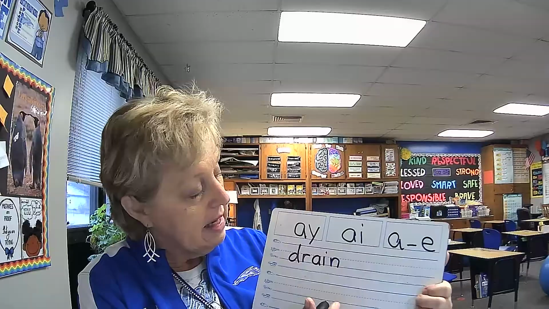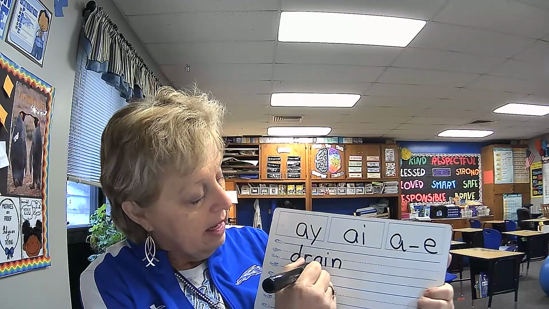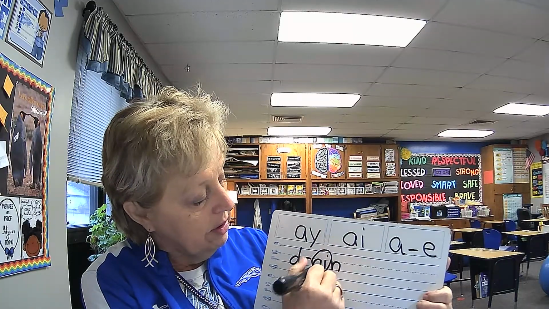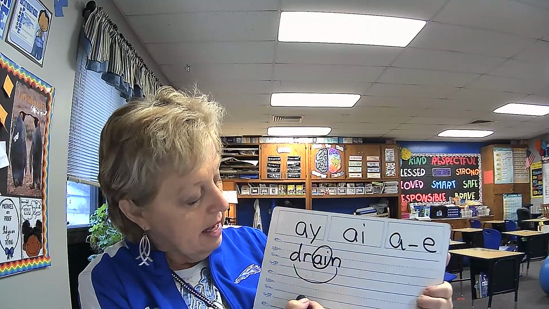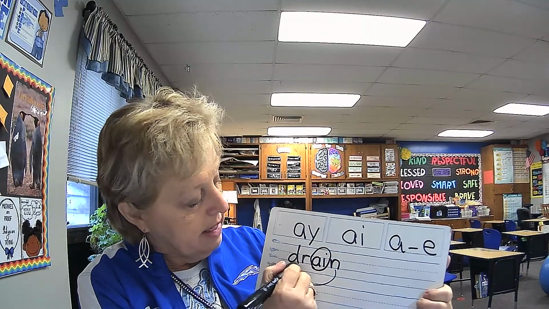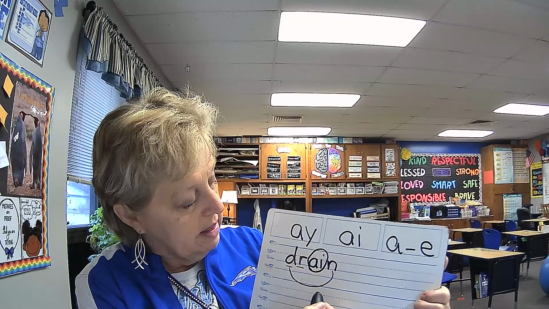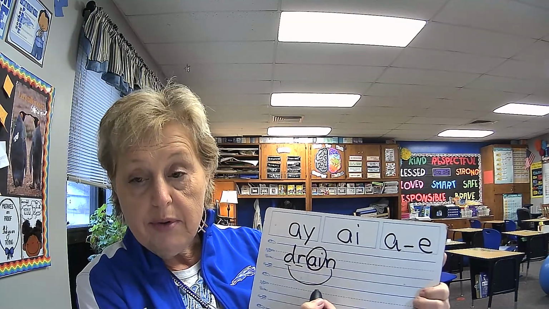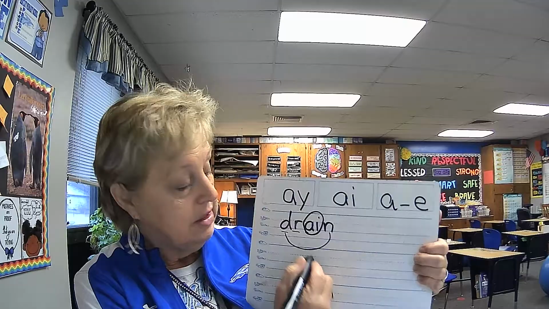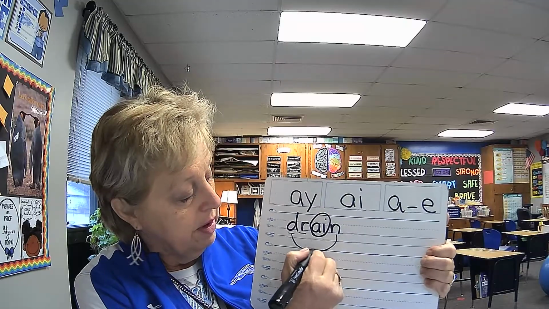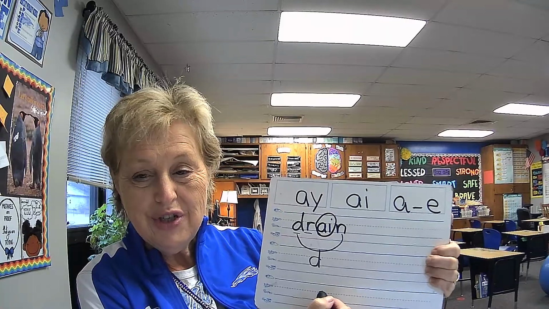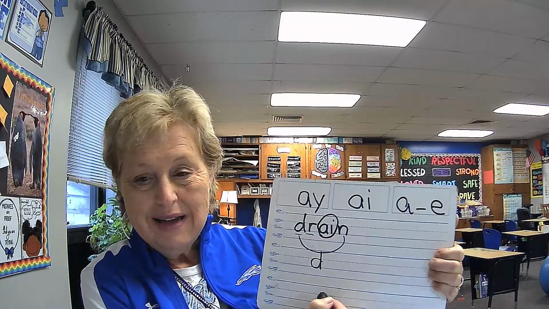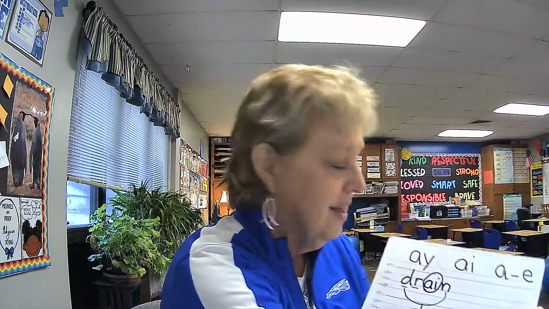Okay, so drain. It has a double vowel right here in the middle. We scoop it, and we have a blend at the beginning. And what kind of syllable? It is a double vowel. There we go. Show your teacher your work. And new slide.